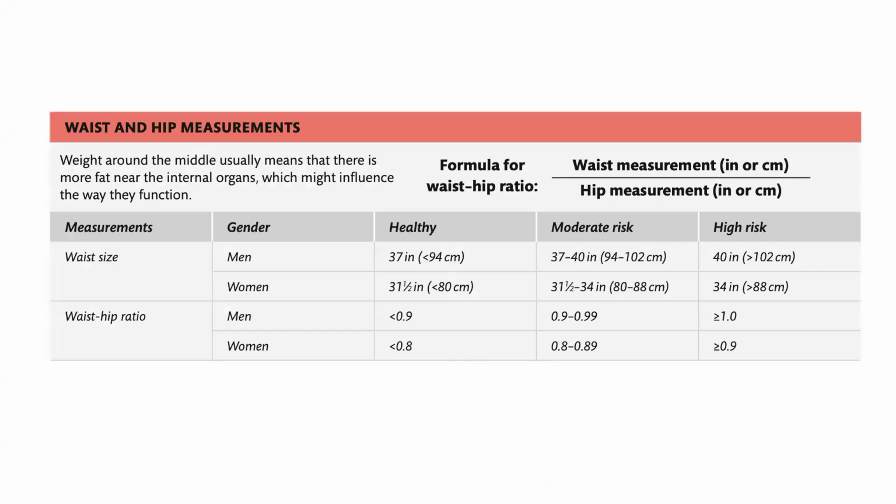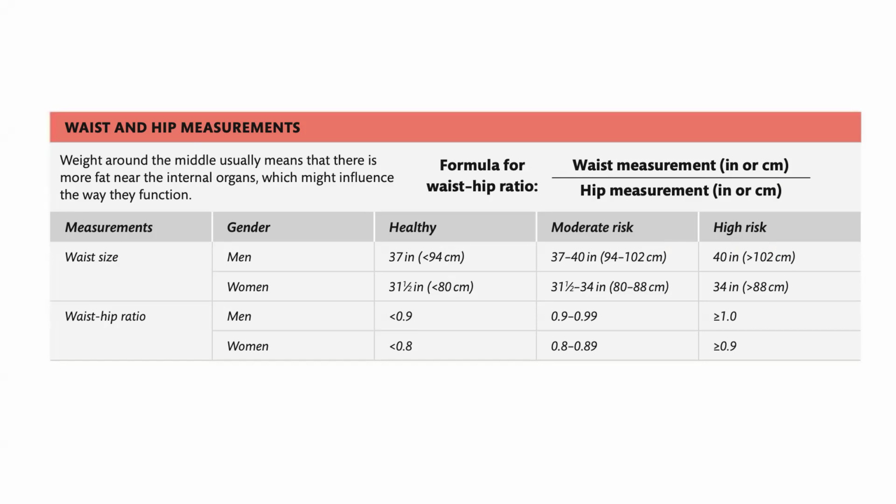Weight around the middle usually means that there is more fat near the internal organs, which might influence the way they function. So the formula for waist-hip ratio is waist measurement in inches or cm divided by hip measurement in inches or cm. So for waist size, healthy men will have 37 inches or less, or less than 94 centimeters. Moderate risk would be 37 to 40 inches, and high risk would be over 40 inches.